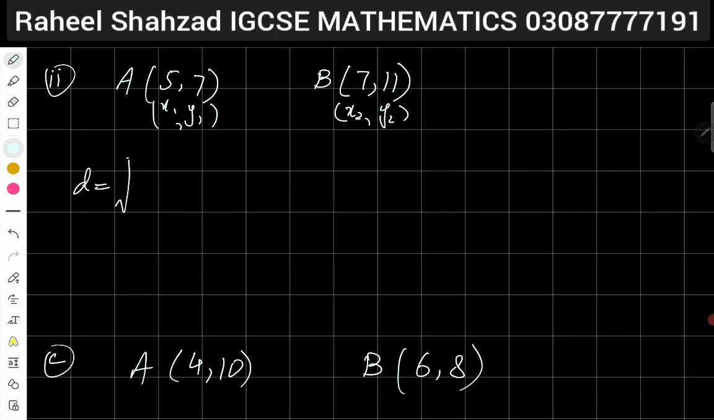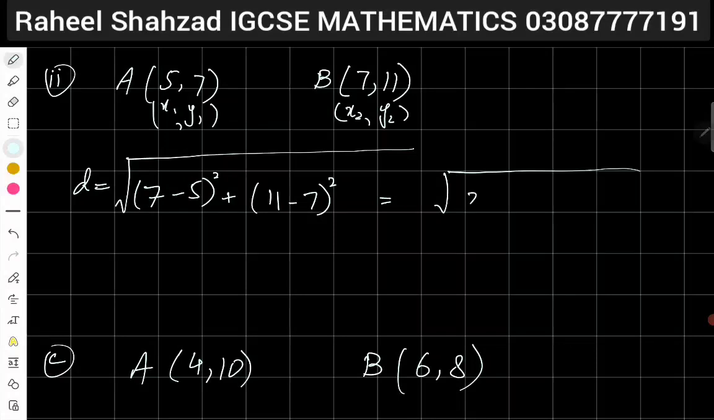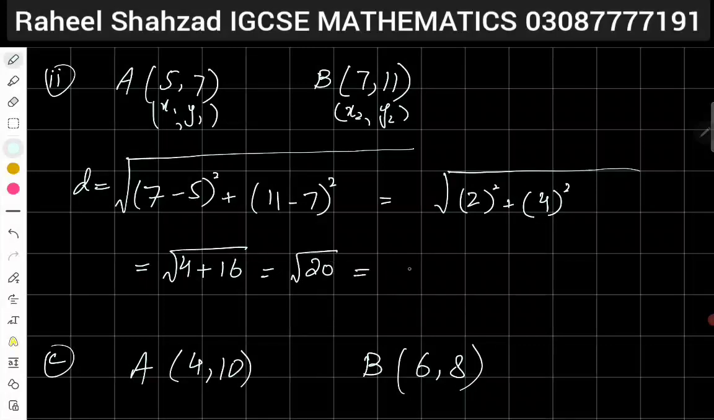Distance is equal to the square root of (7 minus 5) whole square plus (11 minus 7) whole square, which is equal to the square root of 2 square plus 4 square. That is going to be 4 plus 16 under the root, which equals root 20. That makes it 2 root 5. That is the distance between these 2 points.